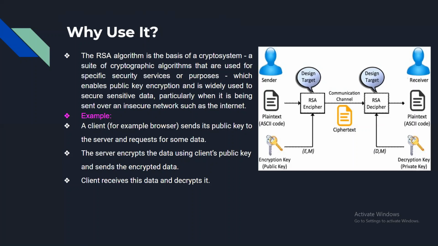So there's the sender that has the plain text in the form of some ASCII code, and using the RSA encipher, the cipher text is created, and using the communication channel, the data is transferred to the RSA decipher, wherein using the decryption key, that is the private key, it is converted back into its plain text. So for the RSA cipher we have used the encryption key, that is the public key, and on the decipher side we have used the decryption key, the private key, at the receiver's side.